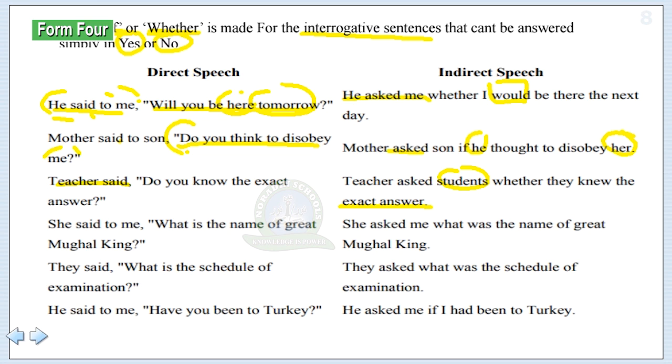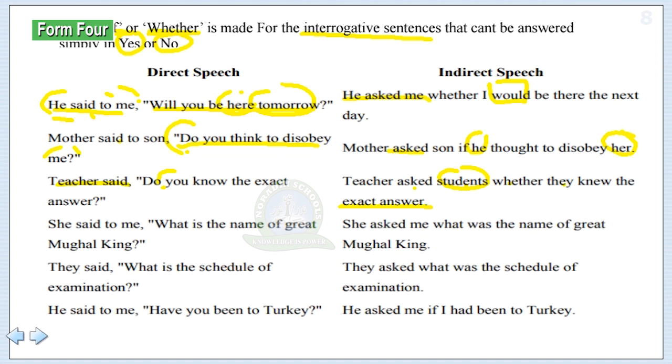So this you becomes they, because when the teacher is talking to his students, he is going to use the personal pronoun you, because they are in the classroom. Do you understand the lesson? Do you know my name? Have you done the exercise? All this. So teacher said, do you know the exact answer? The indirect becomes: teacher asked students whether or if, you have the option, they knew the exact answer.